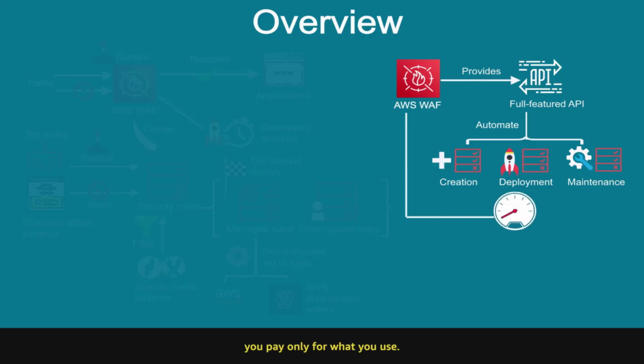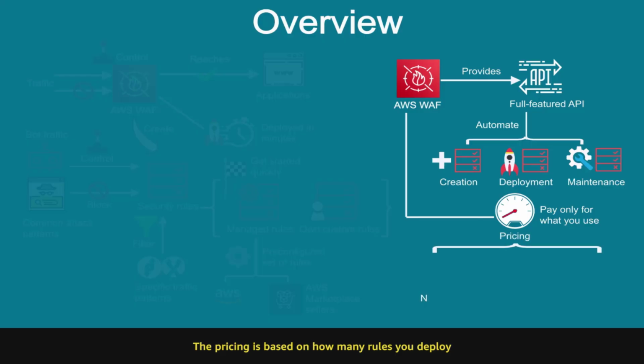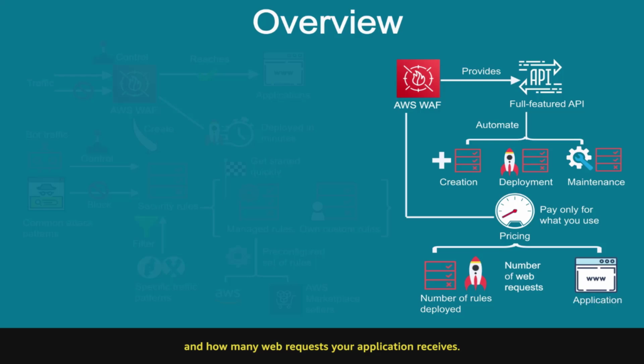With AWS WAF, you pay only for what you use. The pricing is based on how many rules you deploy and how many web requests your application receives.